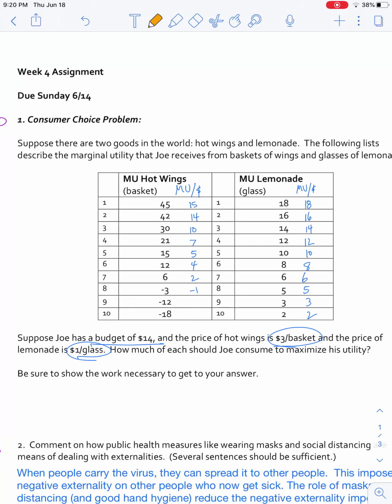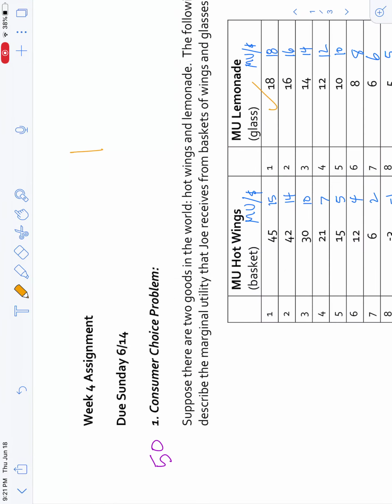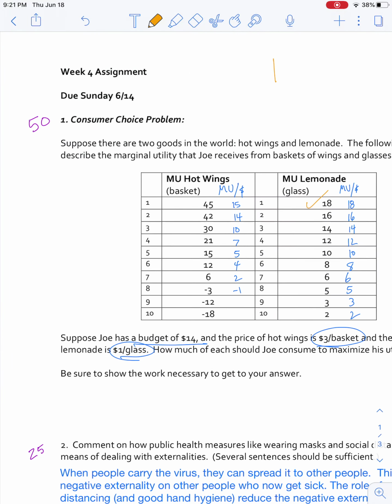The first basket of wings, which gives him 15 units per dollar, or a glass of lemonade, which gives him 18 units of happiness per dollar. Well, to maximize the utility, he should buy the lemonade, right? Because 18 is greater than 15. So he's going to spend $1. Now, what should he get next? His first basket of wings, which gives him 15 units of happiness per dollar, or a second lemonade, which gives him 16 units of happiness per dollar. Well, next he should buy a second lemonade, right? So there's another $1. We'll tally these up.